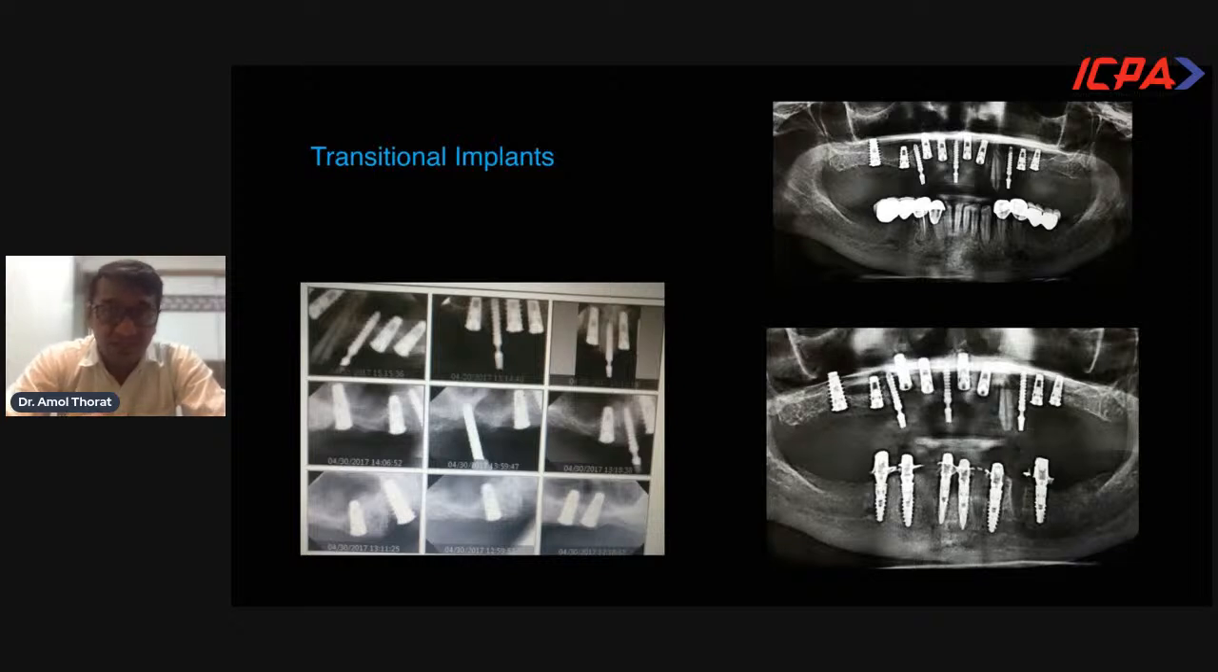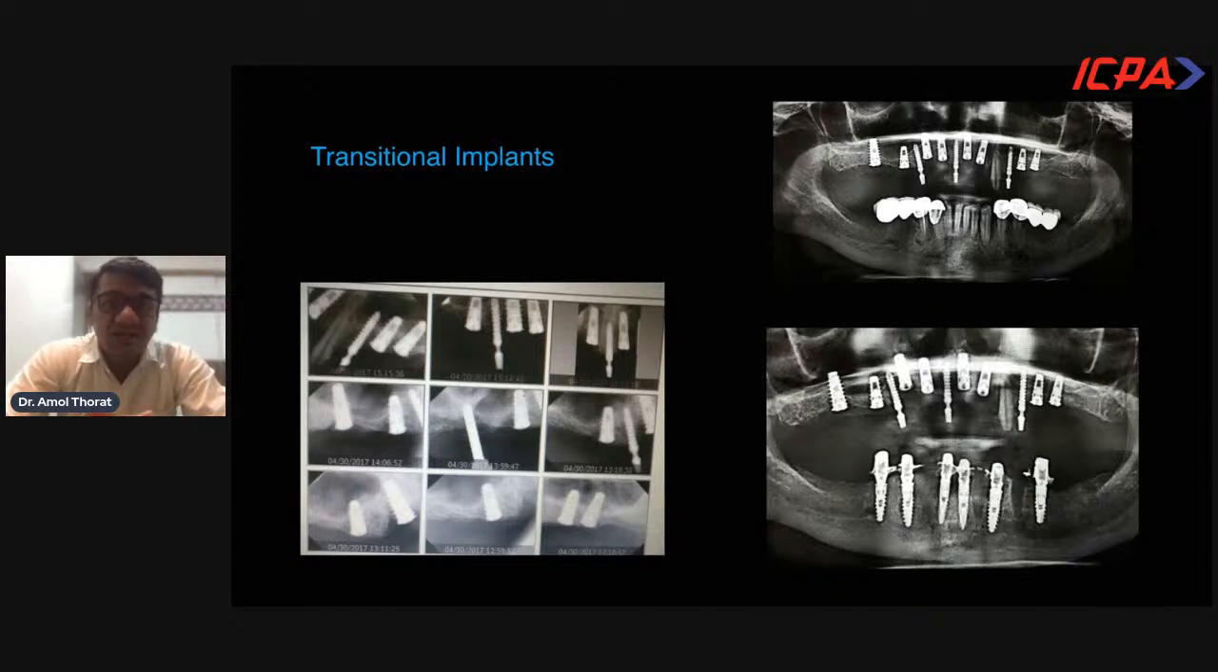As far as the upper arch is concerned, you can see we placed 8 implants. Sinus lift was done, and then you can see 3 narrow implants in between those conventional implants. These are one piece implants, and the left canine is also saved in this case. These thin implants are known as transitional implants. Normally we use them for giving provisional restorations.